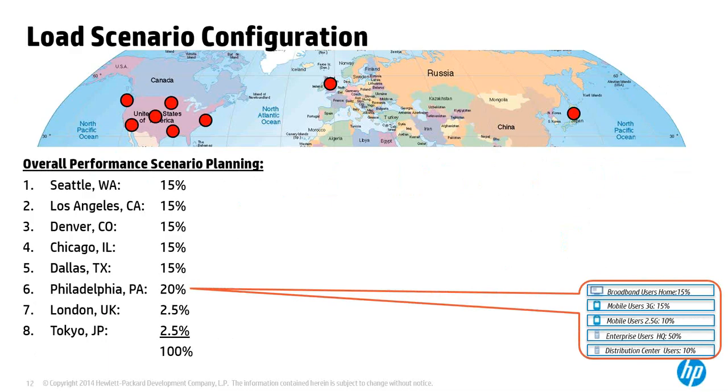Off to the right, this bubble that pops off, what you can see is they're now also saying, okay, let's think about the networks that these individuals are connecting over.